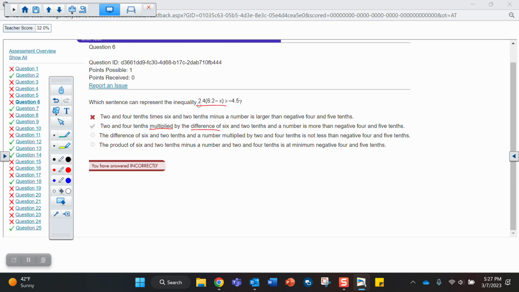So let's look at the one you picked. 2 4/10 times 6 2/10 minus a number. So we are showing multiplication of these two numbers, your expression or your set of words here, your sentence, and then it says minus a number. So that's what yours would look like, no distributive property. We want to make sure when we're talking about the distributive property that we're multiplying it by a sum or multiplying it by a difference. That's what tells you about the distributive property.